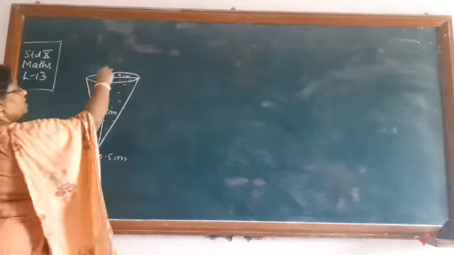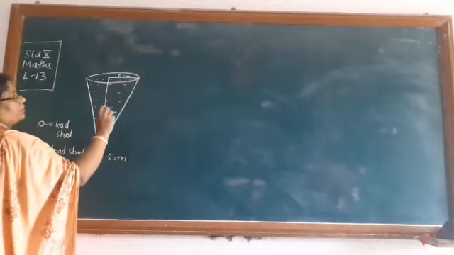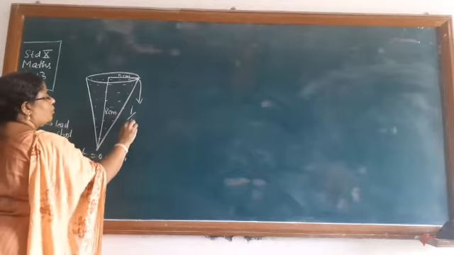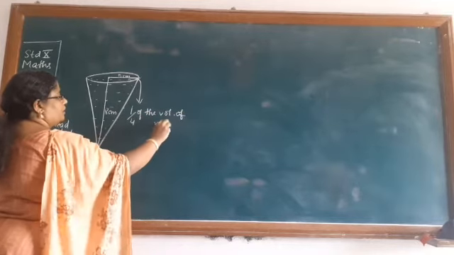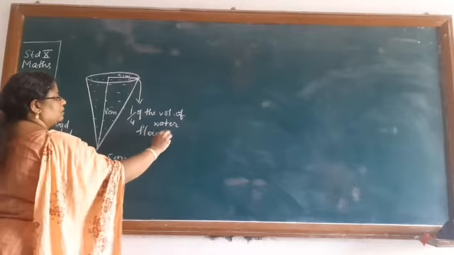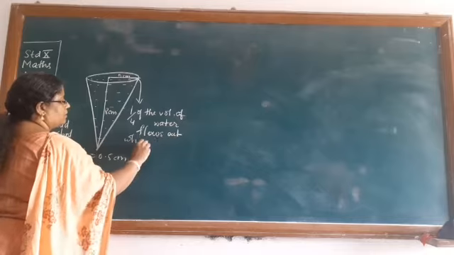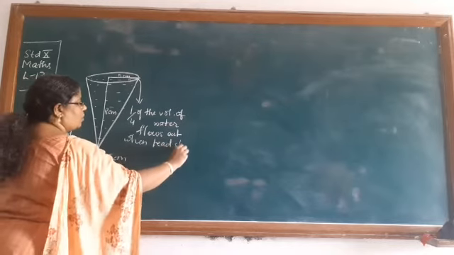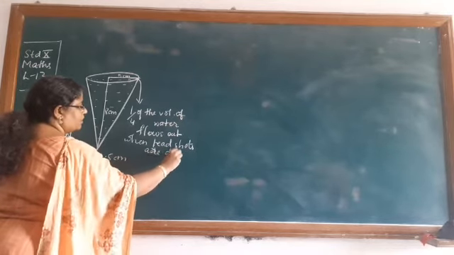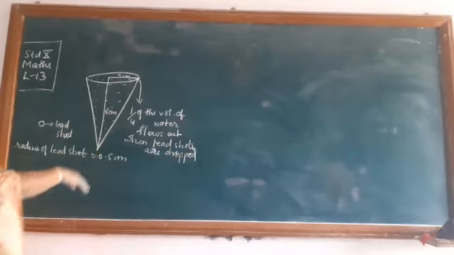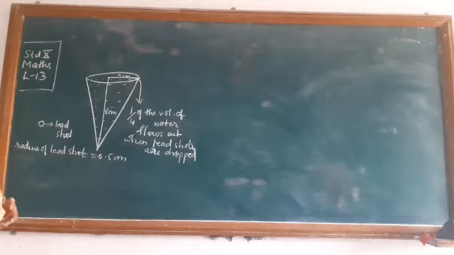So when lead shots are dropped into it, 1/4 of the volume of water flows out when lead shots are dropped. तो तुम्हें फाइंड करना है कि कितना लेड शॉट्स डालने पे 1/4 वॉल्यूम ऑफ द वाटर इज फ्लोइंग आउट. सो यू आर आस्क्ड टू फाइंड द नंबर ऑफ लेड शॉट्स. ठीक है. नाउ रेडियस ऑफ द लेड शॉट इज 0.5 सेंटीमीटर.